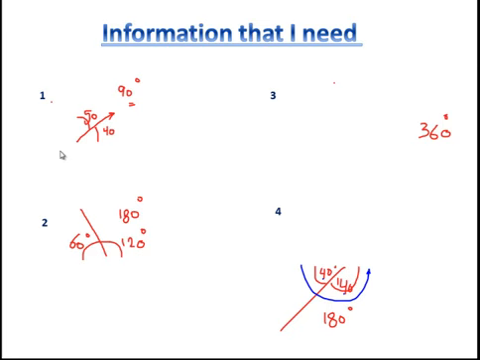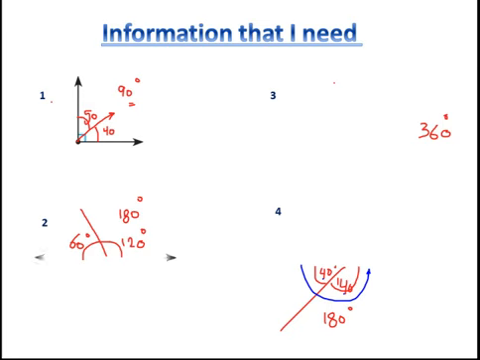Before we start today's lesson, we are going to talk about some information that I need. The first one is a right angle, which measures 90 degrees. If I separate it into two parts like these, 40 degrees and 50 degrees, of course the sum of them equals 90 degrees.